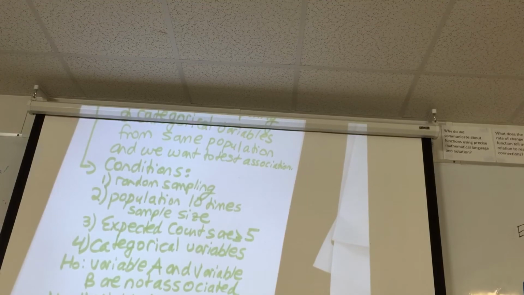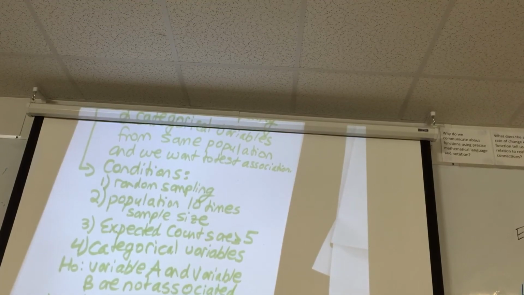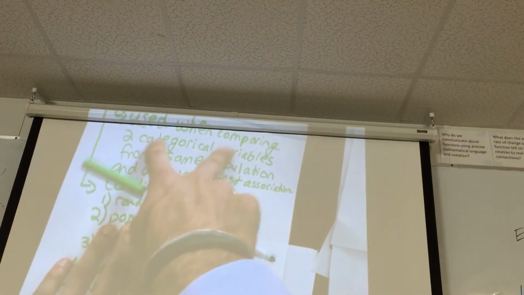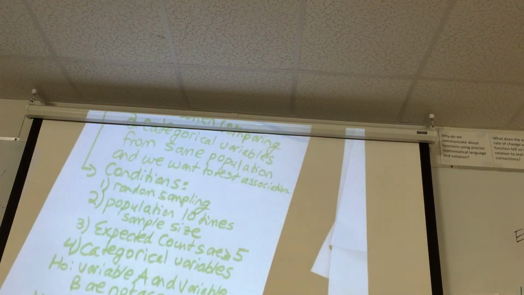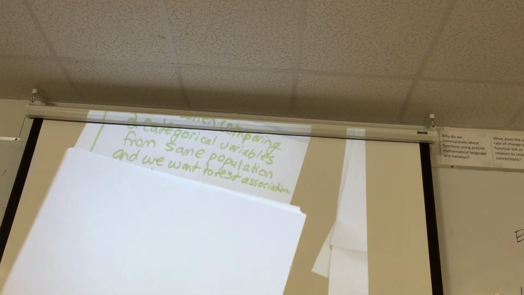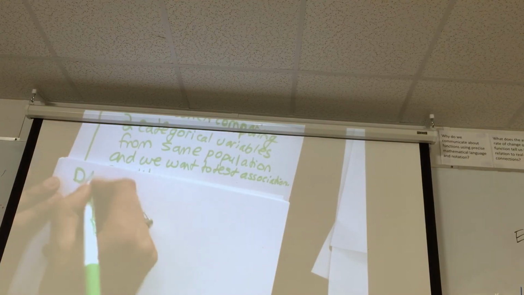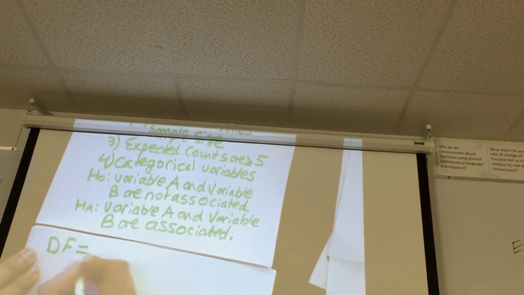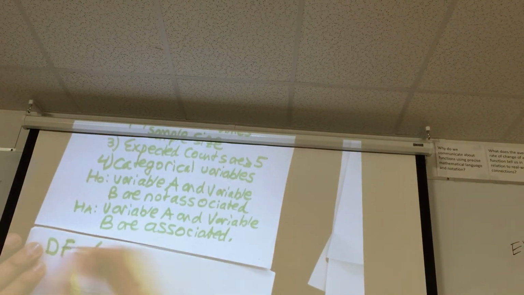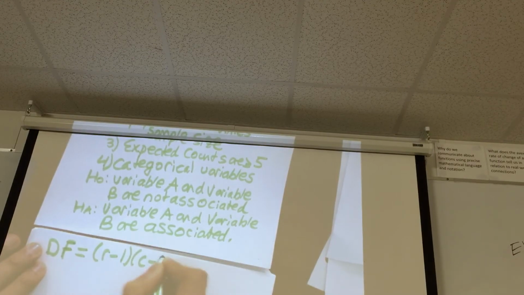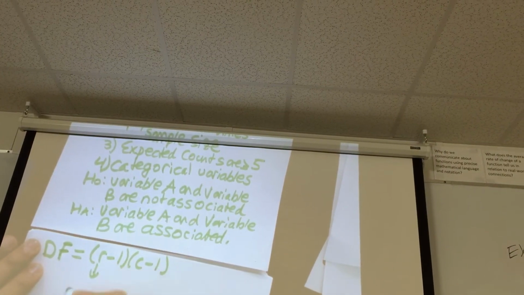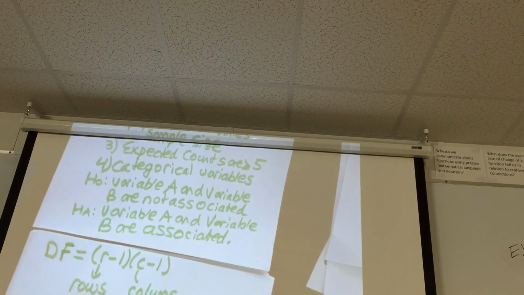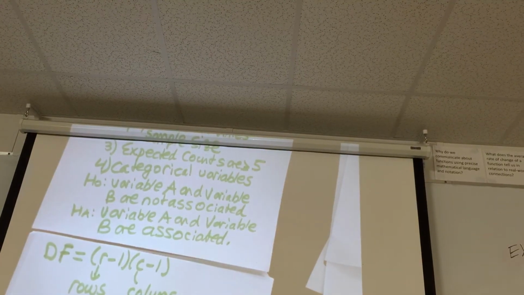All right. So the degrees of freedom here, because there are now 2 variables, not just one, degrees of freedom are equal to, and let me write this first and then I'll show an example. R minus 1 times C minus 1, where R stands for rows and C stands for columns. And I'll show you what this looks like by way of an example.